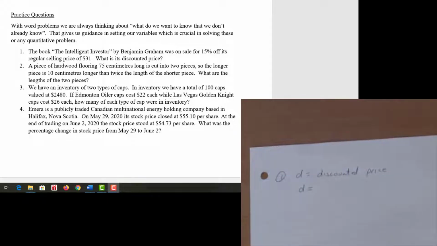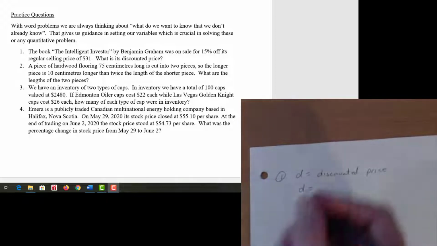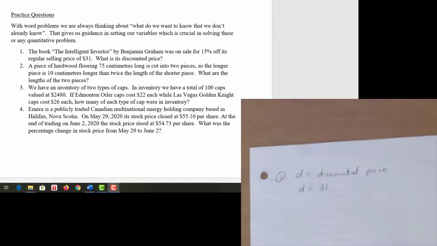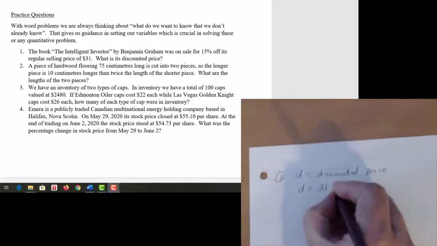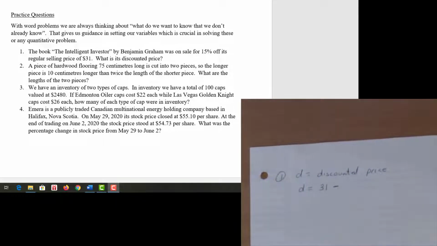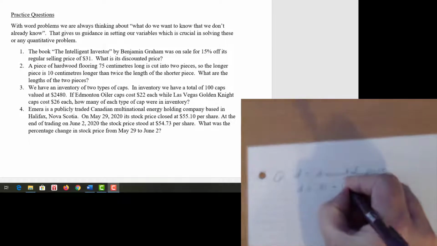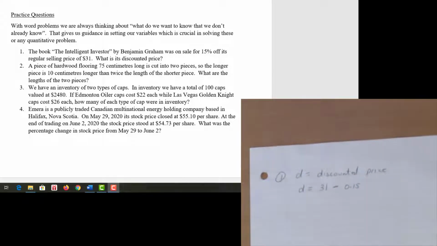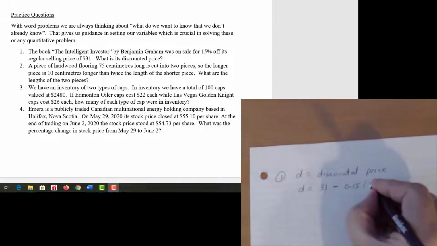And what does that equal to? Well, I start off with $31 because that's the undiscounted price. Okay, that's not terribly controversial. And it was on sale for 15% off. Off. Ooh, off. That sounds like subtraction. And then 15% off of what? That's got a kind of a multiplication vibe to it, right? So 0.15 or 15% of what? Off its original regular selling price of $31.